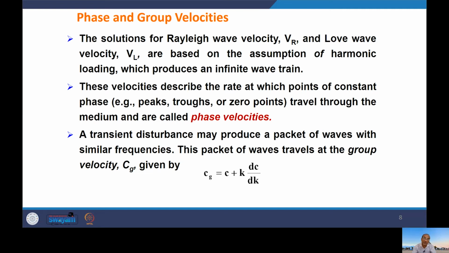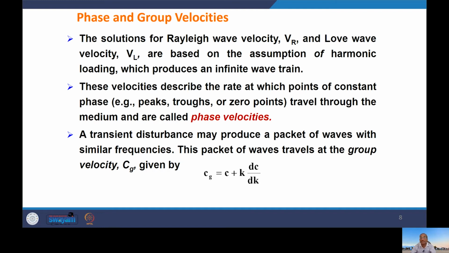So these points, let's say the peak of a wave, are traveling with some speed. This point itself we will call the phase, and if you refer to the velocity of some peaks or some troughs or some neutral points like zero points, then that velocity for a particular wave will be called phase velocity. And phase velocity could be the RLF wave velocity or the Love wave velocity. But this is related to a single point.